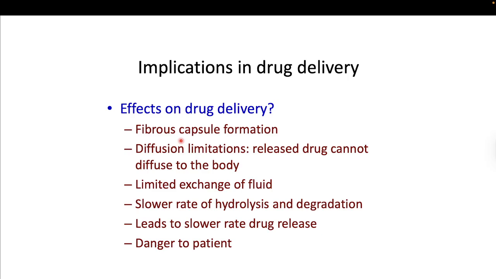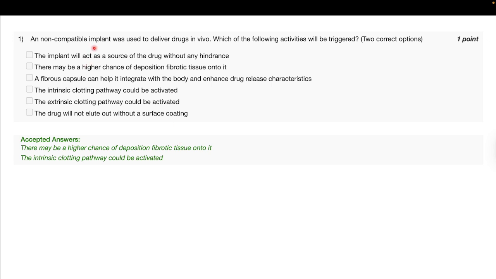There could be a slower rate of hydrolysis and degradation. It could lead to a slower rate of drug release, and this could then be dangerous to the patient, right? You never expected fibrosis to happen, and then you calculated all the dose, you calculated the release kinetics, you know how much amount should be getting delivered in a particular time, and then you have given it to the patient. Now if that rate is not being maintained, if not enough amount of drug is being generated, that could be dangerous to the patient.